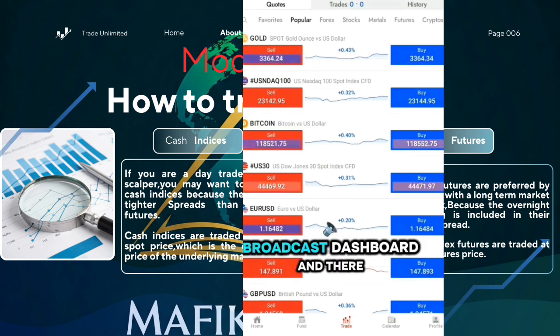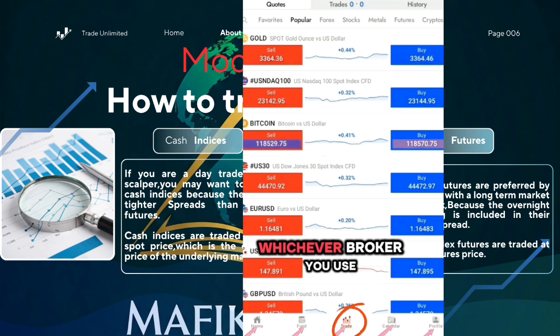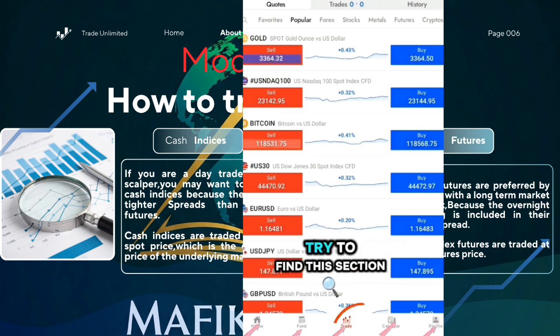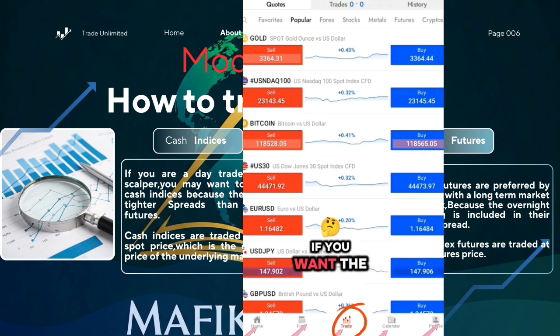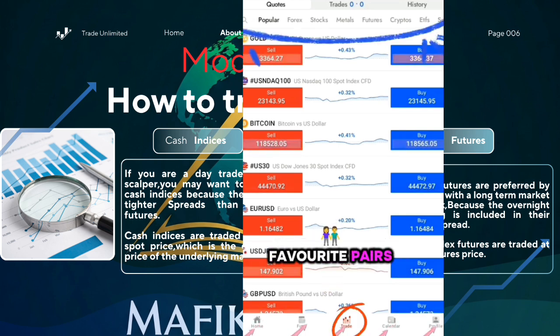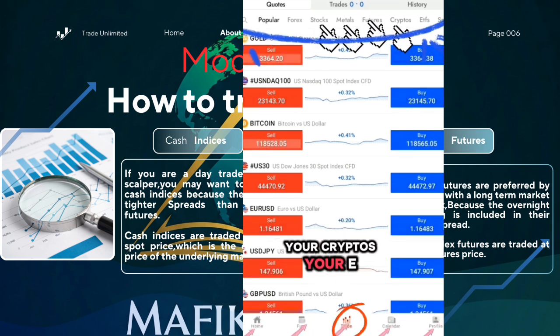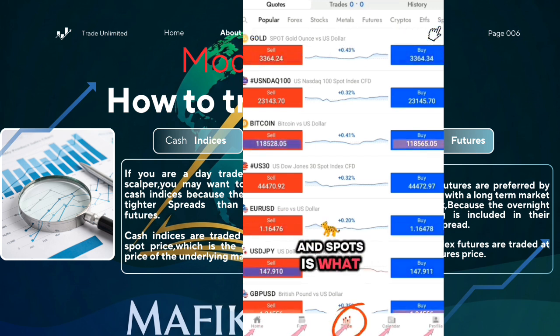You're gonna come to your broker's dashboard, and there at the bottom is written home, fund, trade, calendar, and your profile. Brokers are not the same. Whichever broker that you use, try to find this section. If you want the link to this one that I'm using right now, it will be linked in the description box. After clicking the trade section, you're gonna look above and you see there's your favorite pairs, your popular pairs, your forex, your stock, your metals, your futures, your cryptos, your ETFs, your spots. And spots is what you want to focus on if you want to trade cash indices.